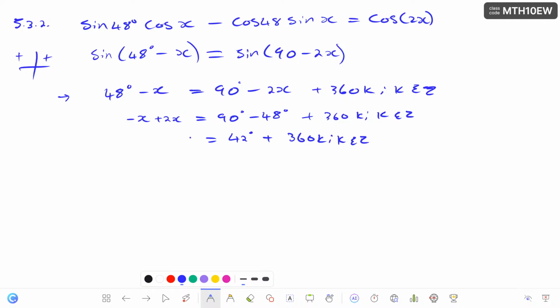So this one is going to give us what? It's going to give us x. So we are done with that one. So let's go to the second one, where sine is also positive in the second quadrant. So you are going to start from here.